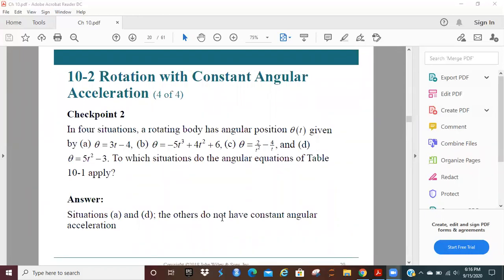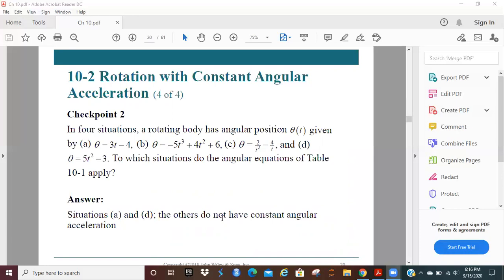So here's another quiz. In 4 situations, a rotating body has an angular position of theta as a function of t, given by theta is equal to 3t minus 4, and then you see it for B, and then C, and then D. To which situations do the angular equations of table 10.1 apply? They apply when you have a constant angular acceleration, just like you had a constant linear acceleration. Here you have to have a constant angular acceleration.